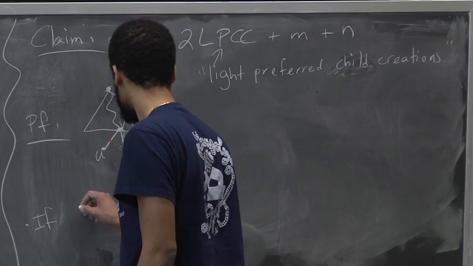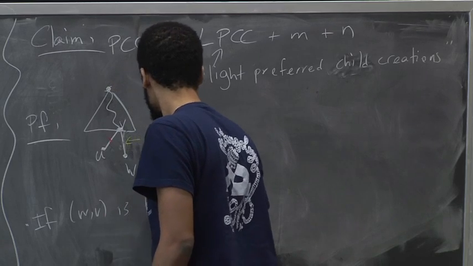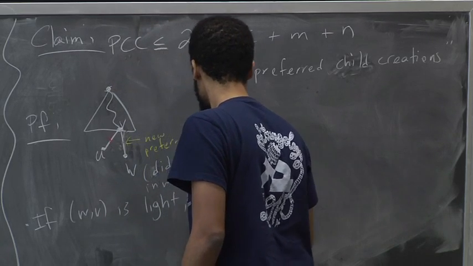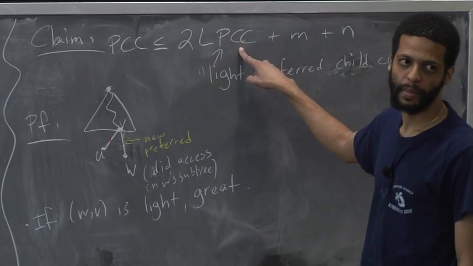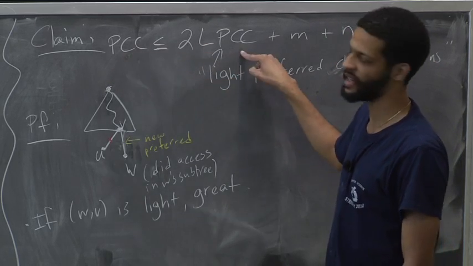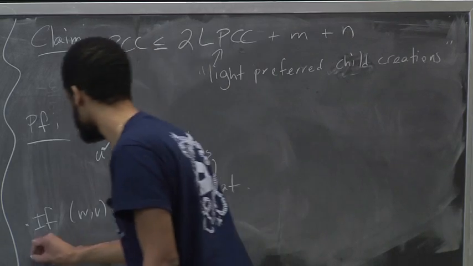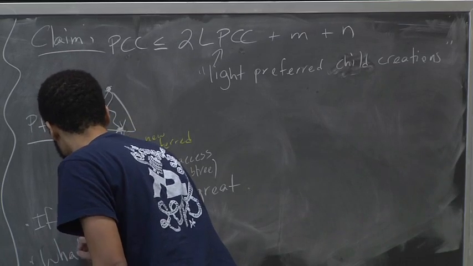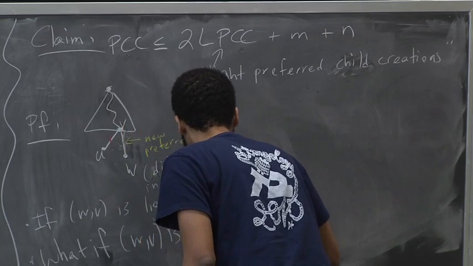Now, proof: if WV is light, great, because we count it, right? It definitely gets counted here. It is a preferred child creation, and it gets counted here because it's a light creation. Now, what if WV is heavy?